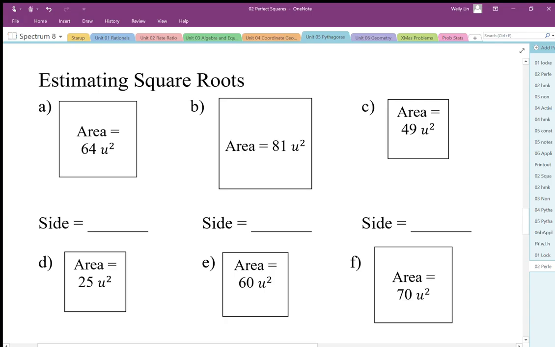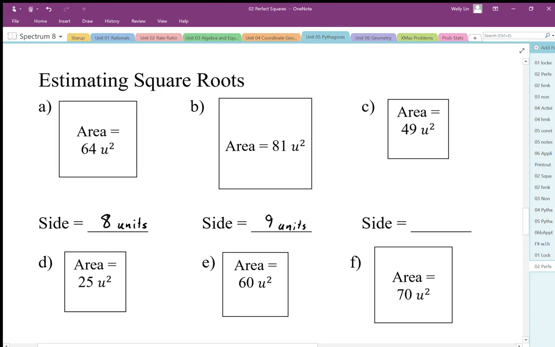So I have 64 squares here. My side length, to get 64 squares, I need an 8 by 8 side length. So my side is 8 units. And if I can draw 8 units along the side, actually sketch in 64 squares here. Here the area is 81. 81 is a perfect square, so the side length is exactly 8 units.